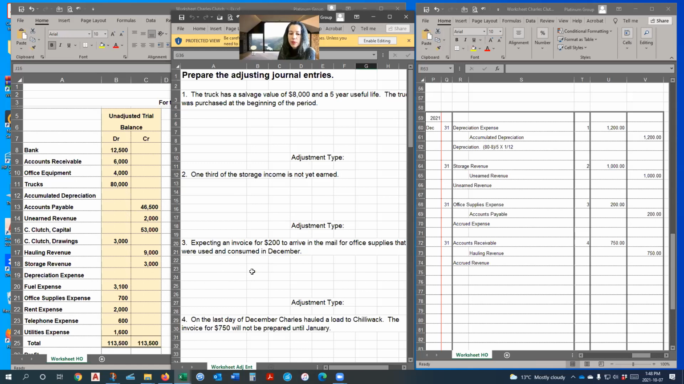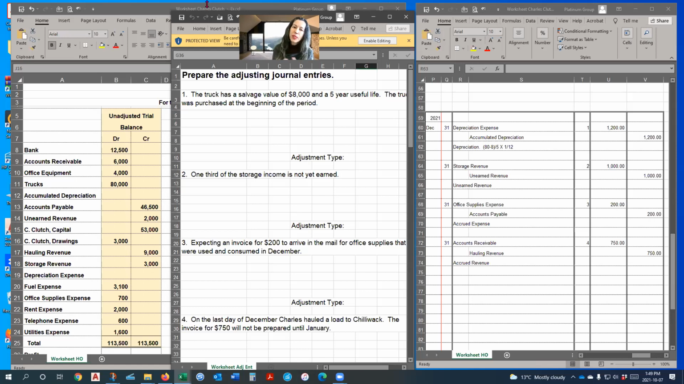The next one here, they're expecting an invoice to arrive in the mail. $200 used or consumed. So this is an accrued expense. They used or consumed the office supplies and haven't yet been able to do the journal entry, or the journal entry is not done because there hasn't been a source document to analyze. So we need to add it in or include it.